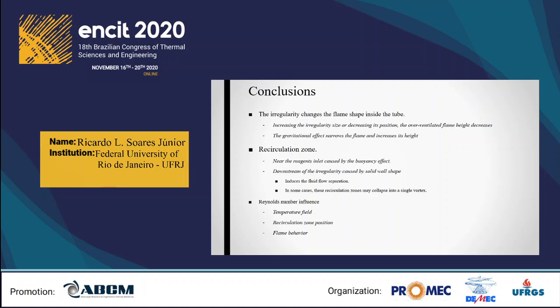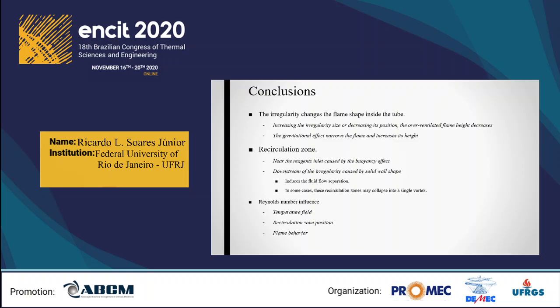Conclusions. The irregularity affects the flame shape inside the tube. Increasing the irregularity maximum height or positioning the irregularity close to the reagent inlets, the overventilated flame height decreases. Also, gravitational effects are shown to narrow and to stretch the flame.